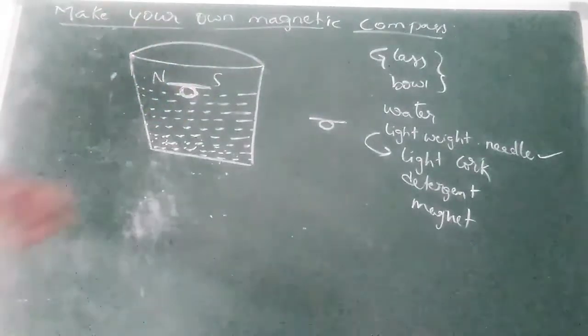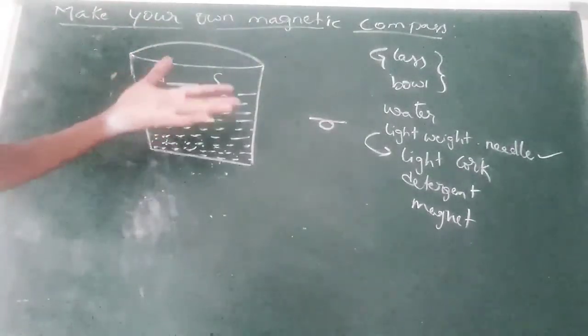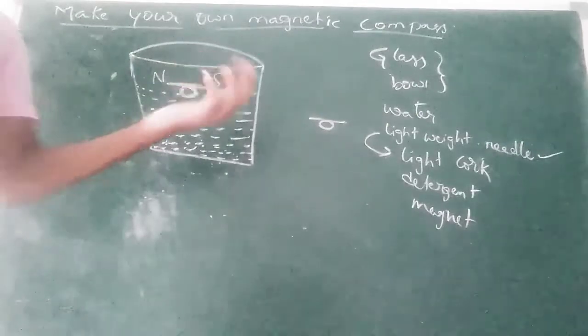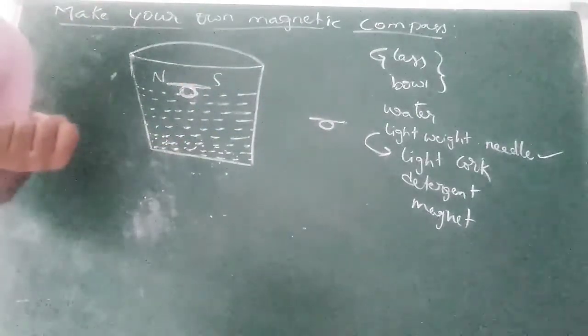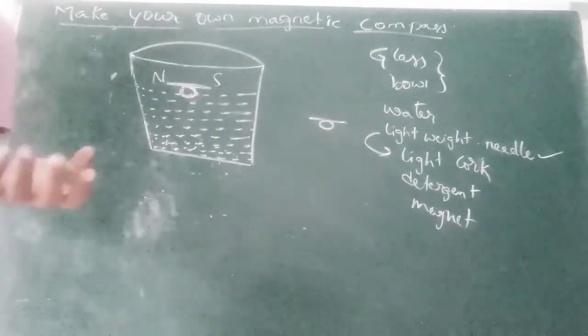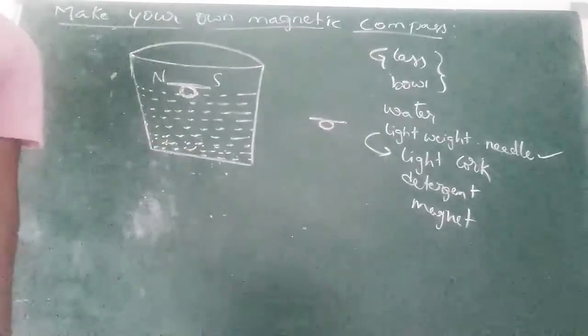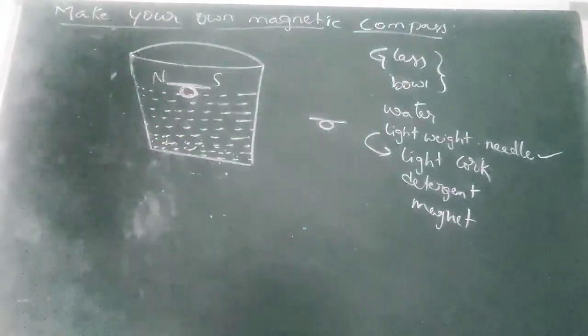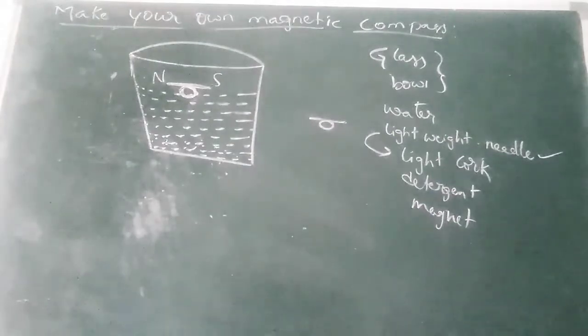As we know, the freely suspended bar magnet shows which directions? North and south directions. Our own magnetic compass is ready. Whenever we don't know a particular place, we can use this as a magnetic compass and find out the directions. Okay, in this way we can find out the directions, right?